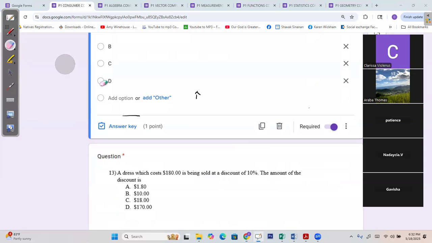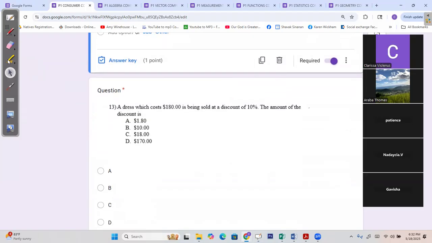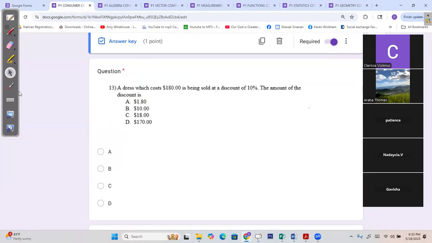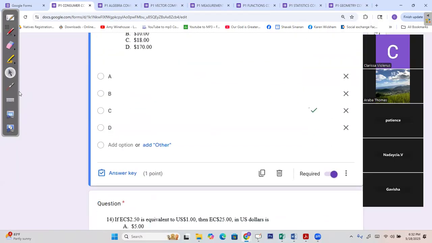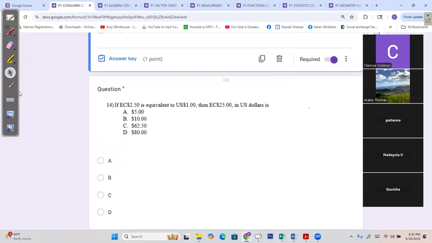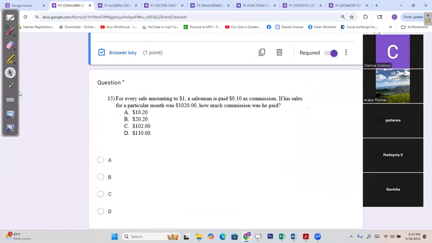All right, moving along. Dress cost this. I think we did this one. The discount amount would be $18. I think I remember this one. I think we had it on the last exam. So that's C. Remember, I showed you how to find 10% of that. This is a repeated question. This too is also a repeated question. So the answer would have been what, $10 again? Yup. This was a repeated question. The commission question.